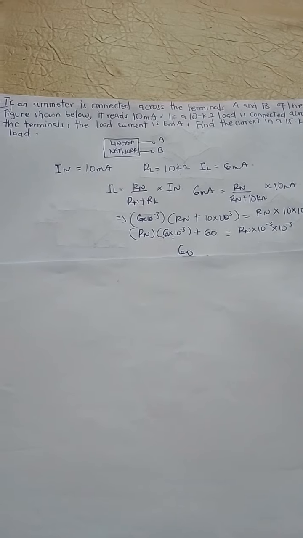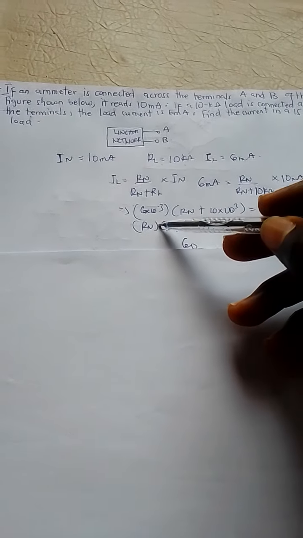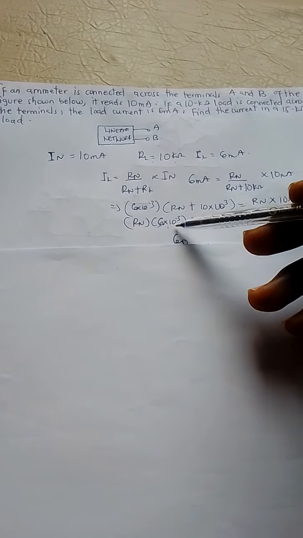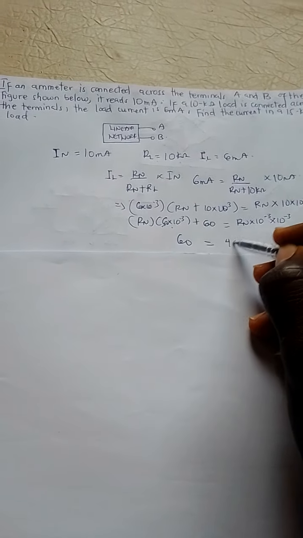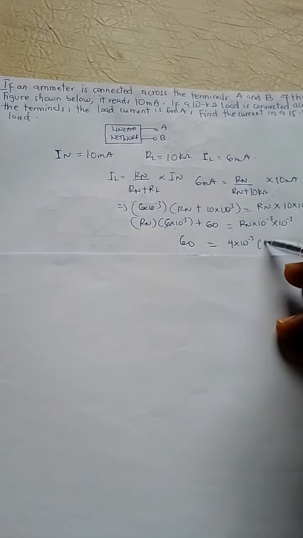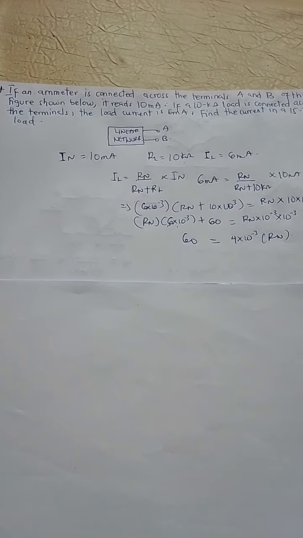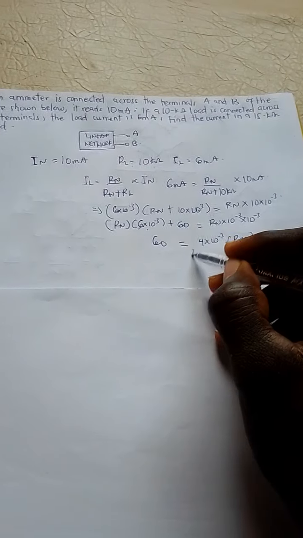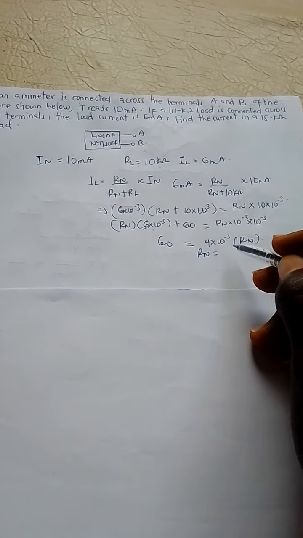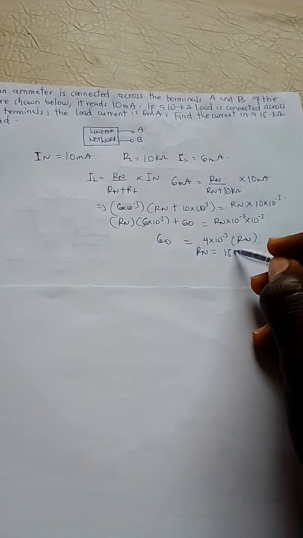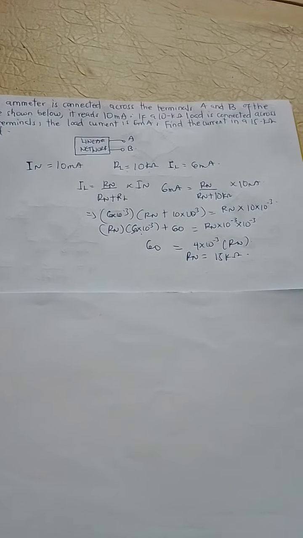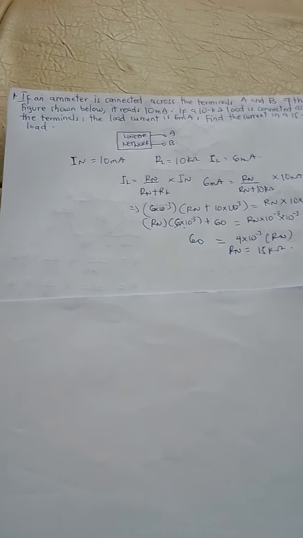So we make changes and we arrive at this. Rn multiplying 6 milliamperes, you send it to this part, it will leave 60 to be equal to, when you subtract, you are going to get 4 times 10 to the power negative 3 Rn. So from here we can get our Rn to be equal to 15 kilo ohms. So once our Rn is 15 kilo ohms, the question is saying that we should find the current in a 15 kilo ohm load.